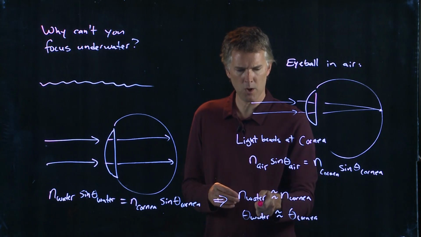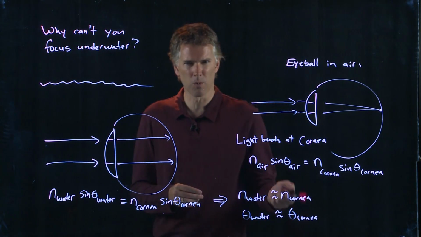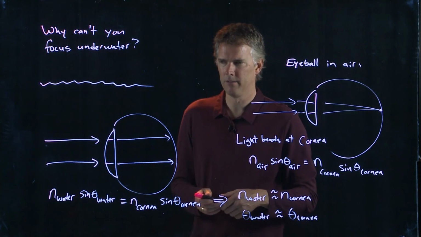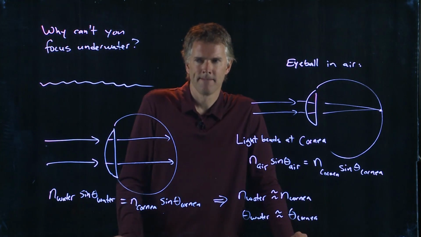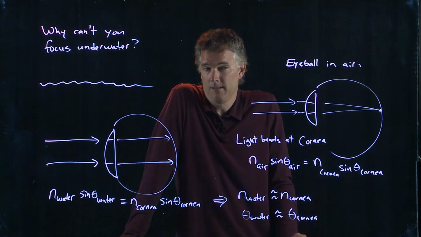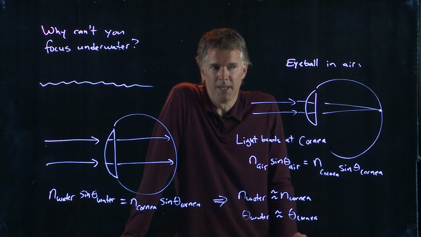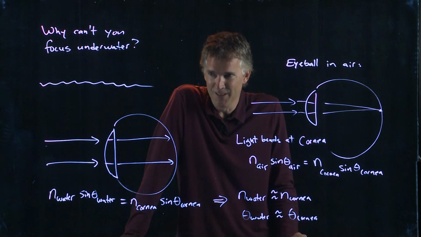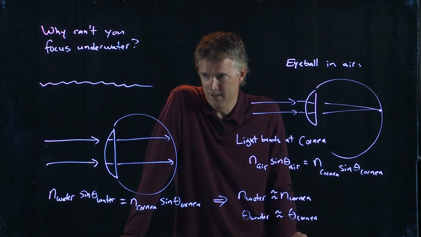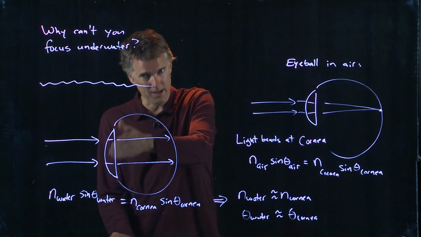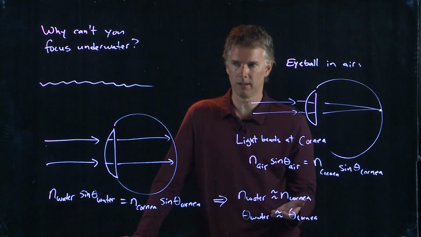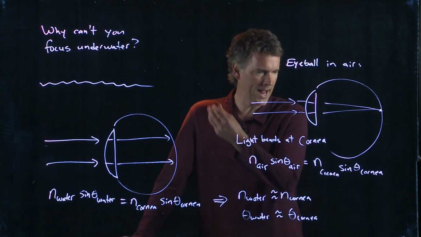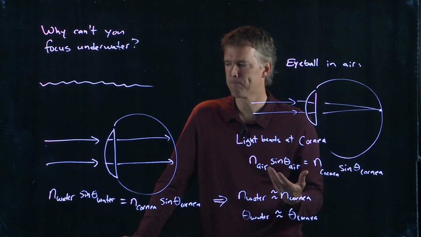Now, anybody know why this would be? Why would your cornea have nearly the same index of refraction as water? Any ideas? Because you guys are made up of water, okay? You are mostly water. And so the cornea has nearly the same index as water because a lot of it's made of water, all right? Sort of this gelatinous stuff, but it's the same idea, okay?